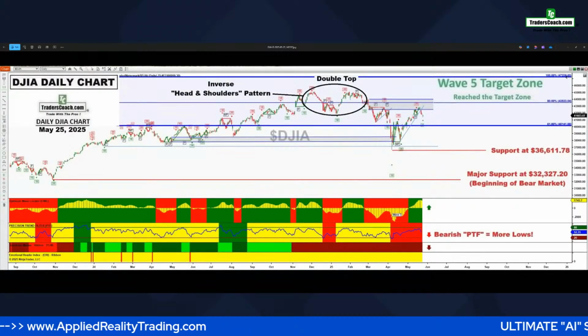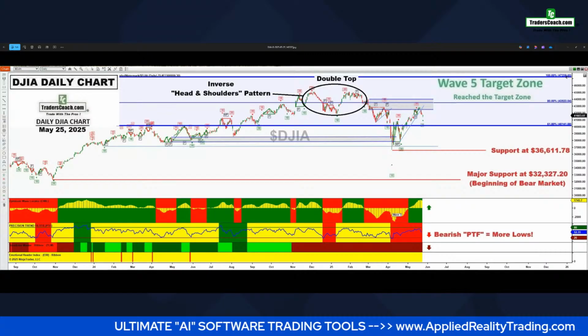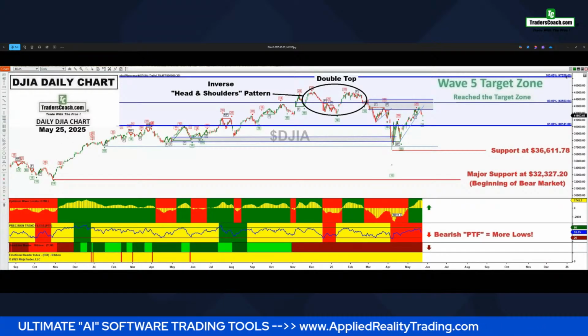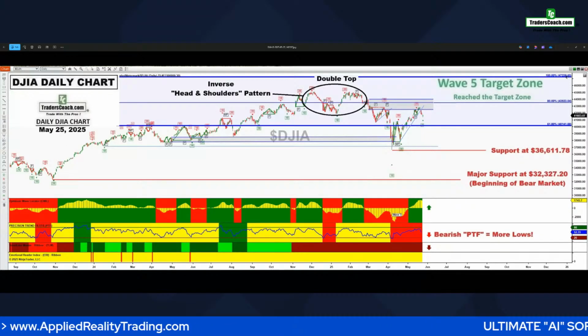And I'm going to show this quick chart from one of our subscription services, the Market Opportunity Report, that I put out every Sunday. I want to quickly go over this and give you a little review of some of the things we are keeping an eye on here with the Dow.